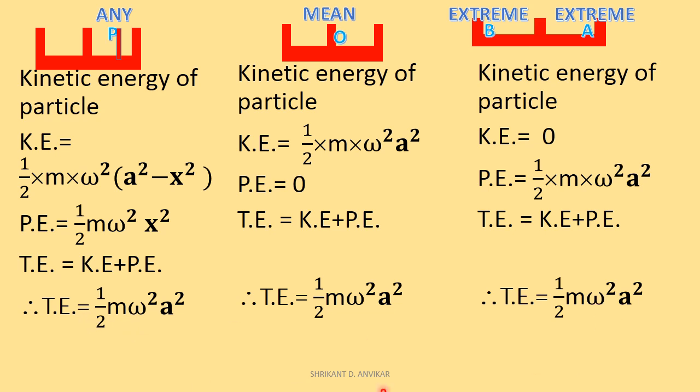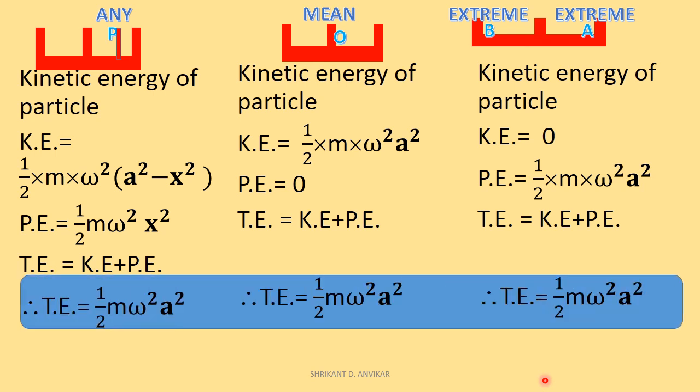At three different positions we calculated total energy. Now if we compare total energy of the particle at the three different positions, then we observe that total energy at the mean position is equal to total energy at the extreme position, and it is equal to total energy at any position P, which is between the mean and extreme position. Therefore, at any position the value of total energy is constant, and therefore the law of conservation of energy is valid in simple harmonic motion.